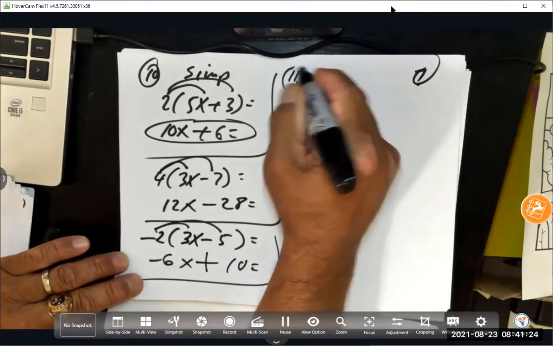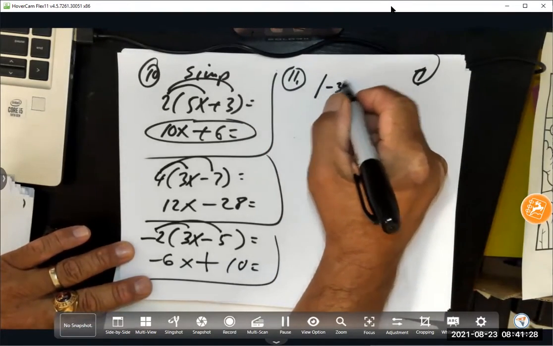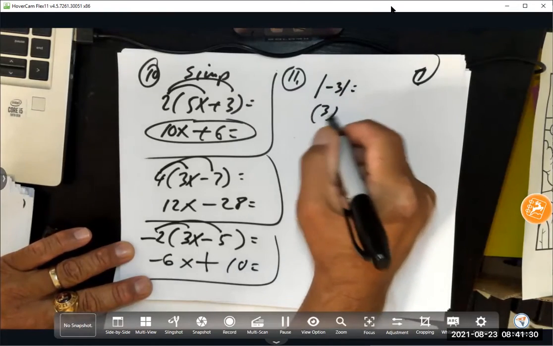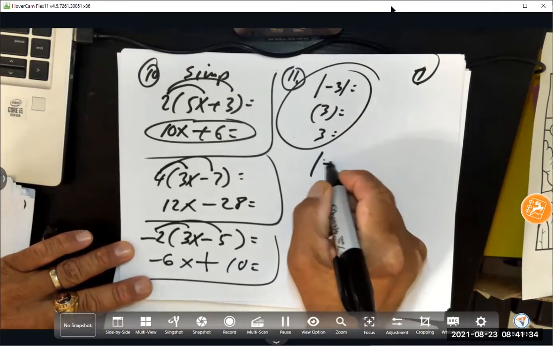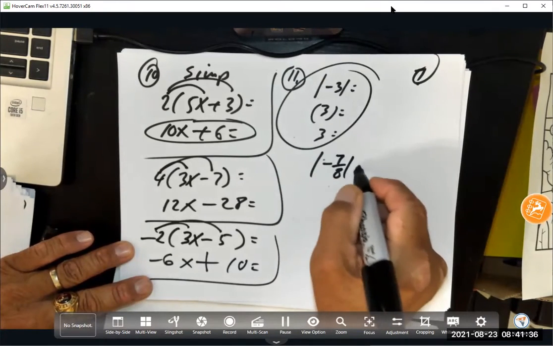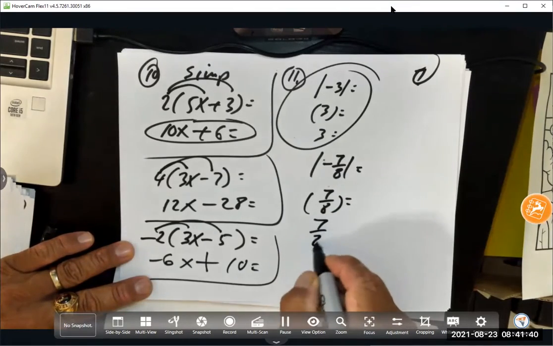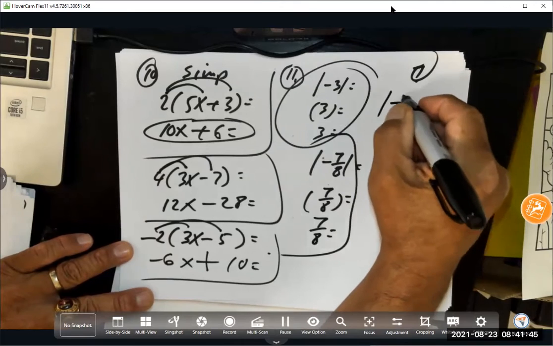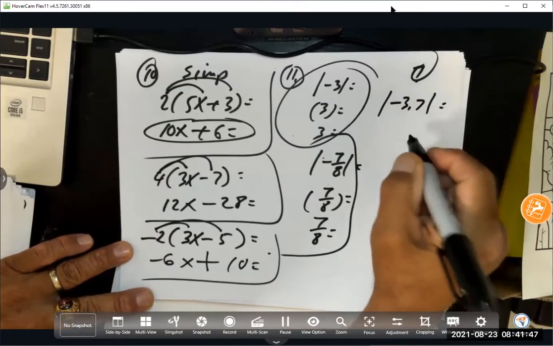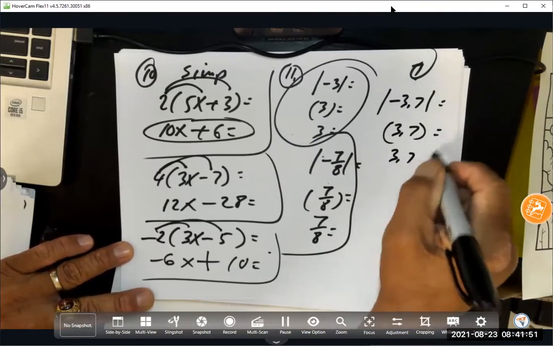Number 11. Absolute value, like I tell you, the absolute value of negative 3 is just going to be 3. I use parentheses, and then the answer is just 3. It doesn't matter what's in here. The absolute value of negative 7/8, what are you going to say? It's going to be positive 7/8, or just 7/8. Or the absolute value of negative 3.7, you're just going to say it's 3.7 with a plus answer, like that.